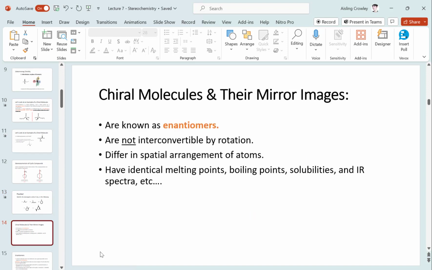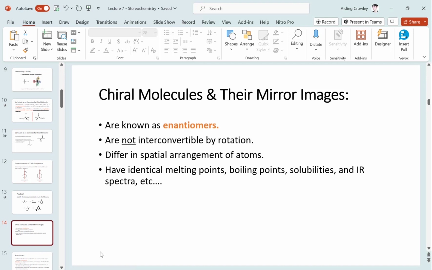Now, we've already said that we have a chiral molecule, and you draw its mirror image there, known as enantiomers. No matter what we try and do, we can't interconvert them. They are two standalone molecules. They differ in their spatial arrangement of atoms, and there's nothing we can do to change that. Because they are two very different molecules, they do have some similarities, but they do have a key difference.